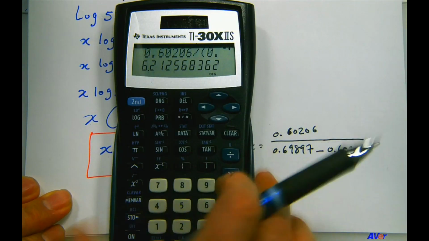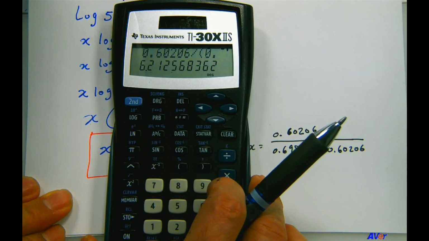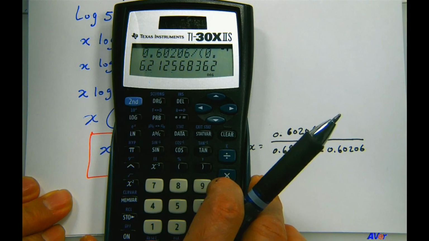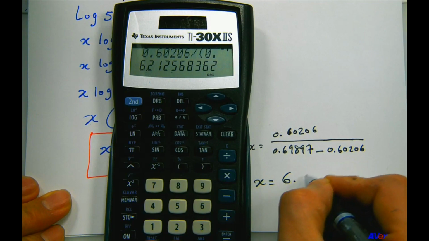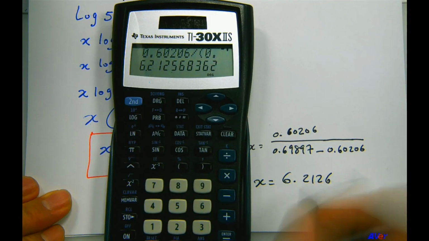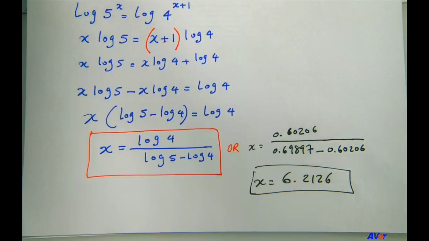On an exam, your instructor would either say, do not use a calculator, or if your instructor allows a calculator, they'll tell you how many decimal places to keep. So for now, I'm just going to keep 6.2126. I'm happy with 4 decimal places as the precision for my final answer. Okay, like that.